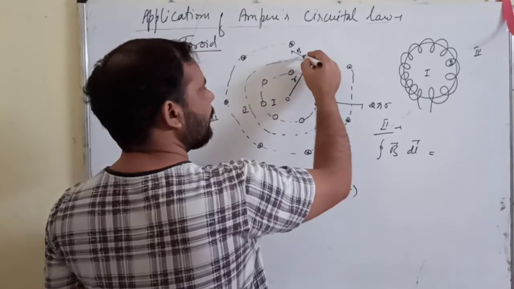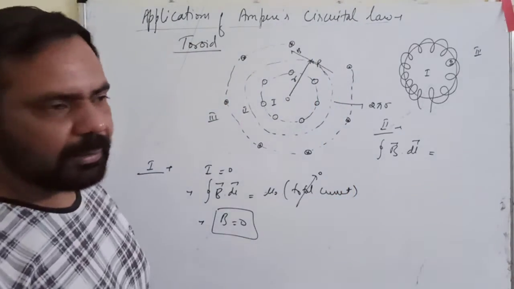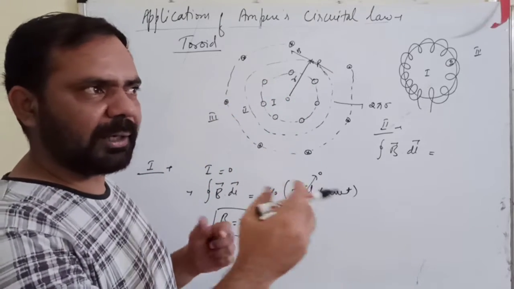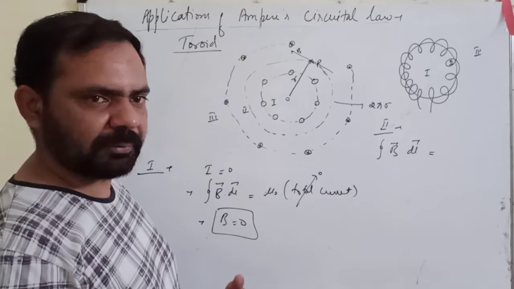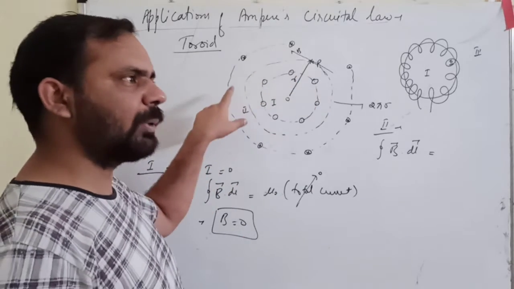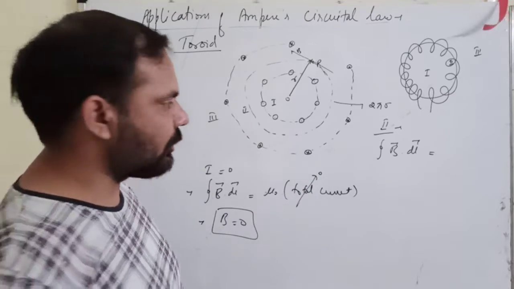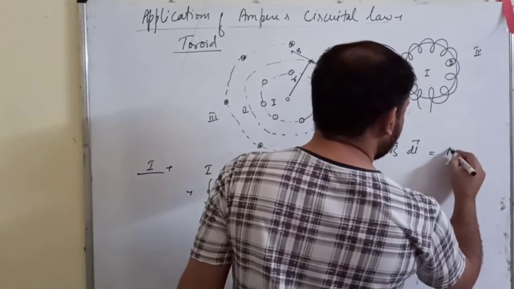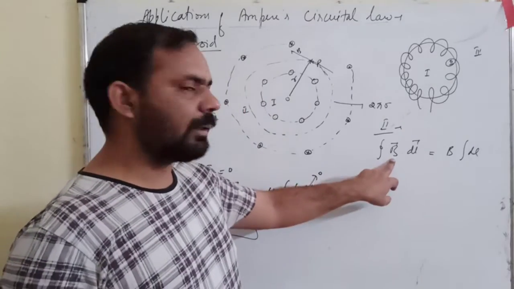What is dl? dl is also a part of this one, so it will be along the direction of B only. It simply means that we have already done this when I obtained the expression for Ampere's circuital law, while we were doing the proof of that law. That time we discussed that for a closed loop, B vector and dl vector are always along the same direction. So here theta is 0 and cos 0 is 1, so the value is B dl, right? B being constant.